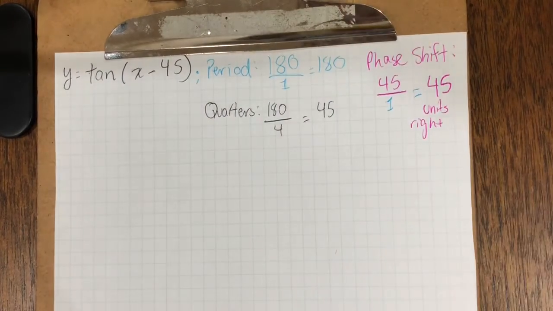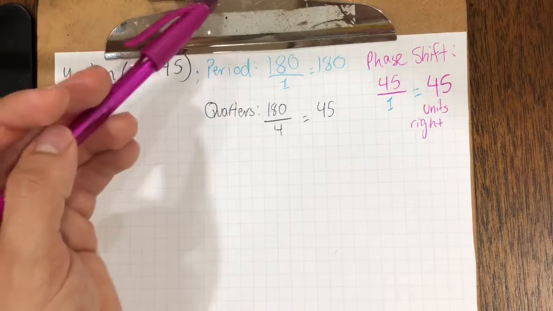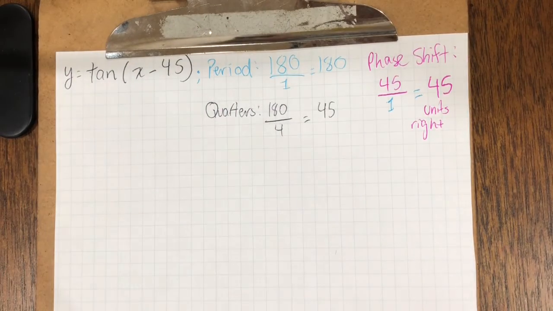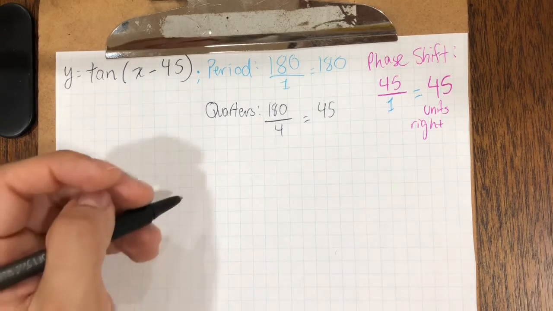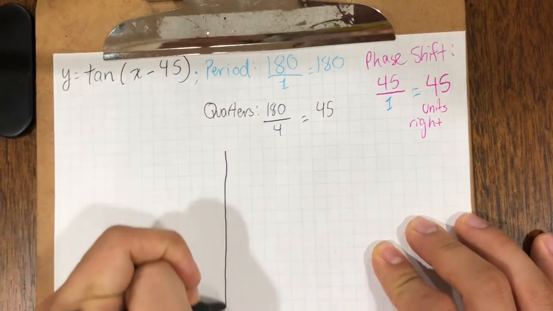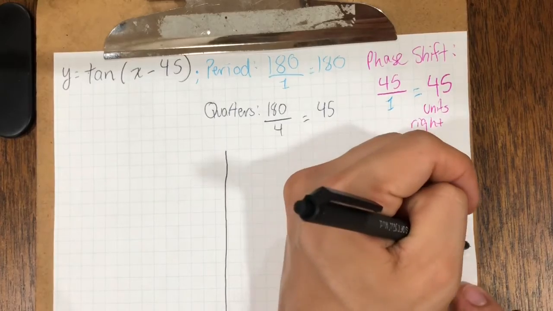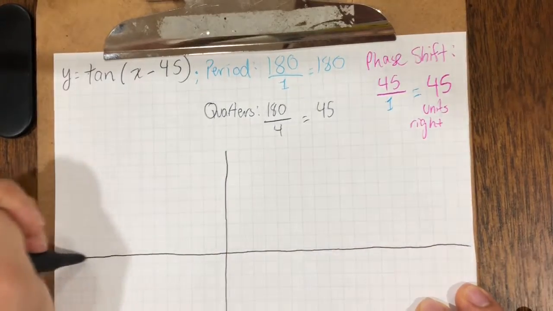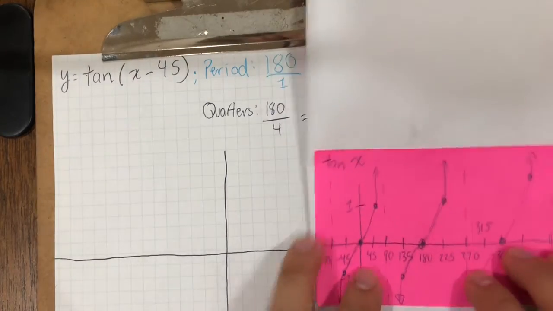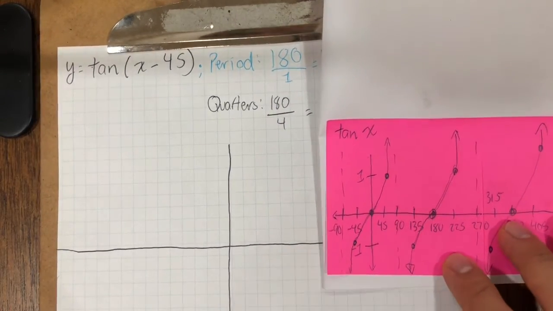All right, so I have the period of the graph, the quarters, and the phase shift. We're going to use all that information to graph this function. Let's get started. I'm going to make my graph, and we're going to use the original graph for tangent of x to get my new graph.